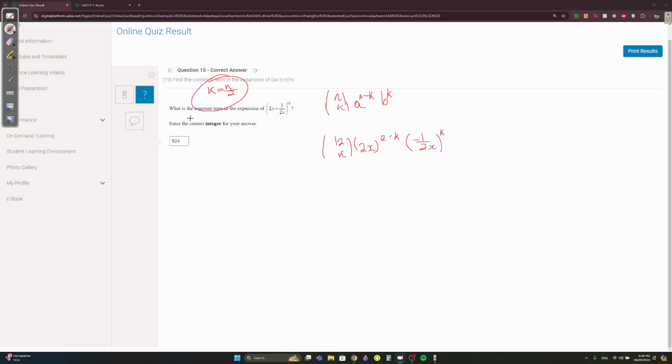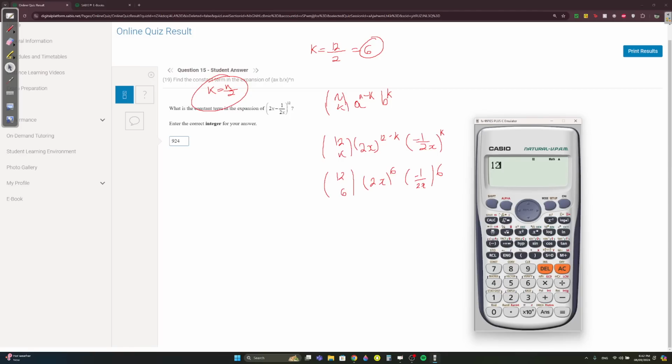Okay, this is the rule. I'm going to tell you from now: k equals n over 2. So since I know k equals n over 2, and our n is 12, k equals 12 over 2, which is 6. So you can just substitute k with 6: 12C6, 2x to the power of 12 minus 6, which is 6, times minus 1 over 2x to the power of 6. Okay, start doing your thing.